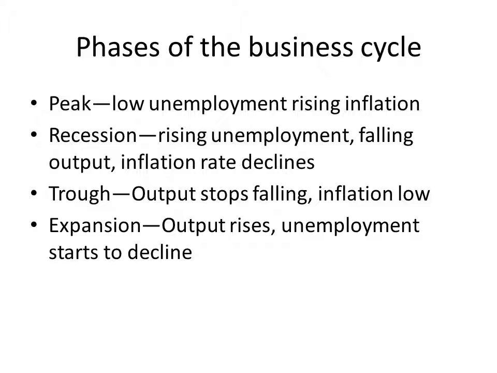Then there's expansion. Output begins to rise and unemployment starts to decline. Unemployment is what we call a lagging indicator, which means as the economy improves, unemployment may not begin to drop. In fact, it could rise. There are a couple of reasons that would be true.